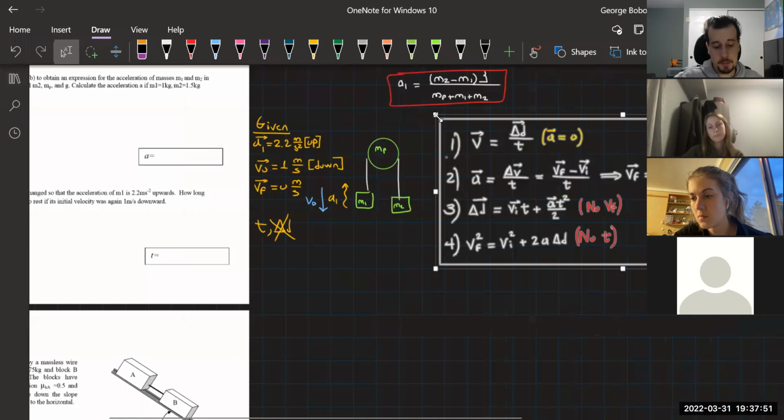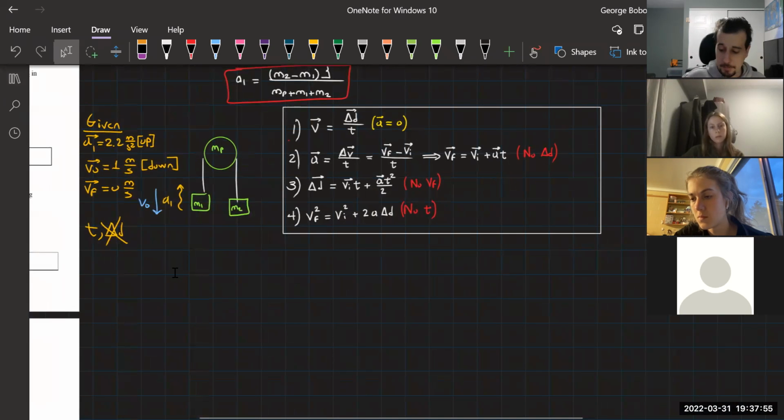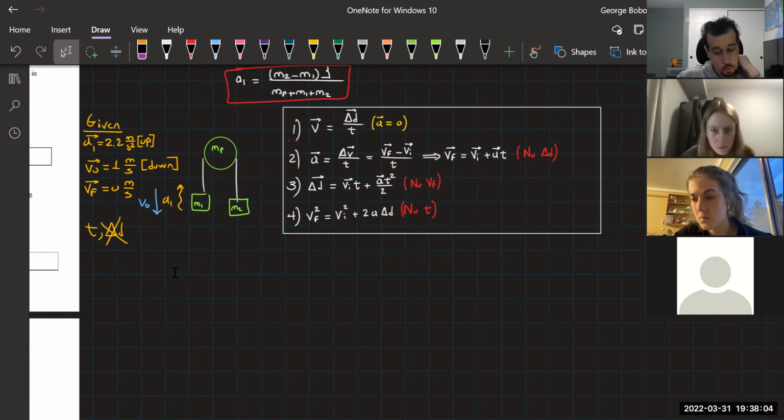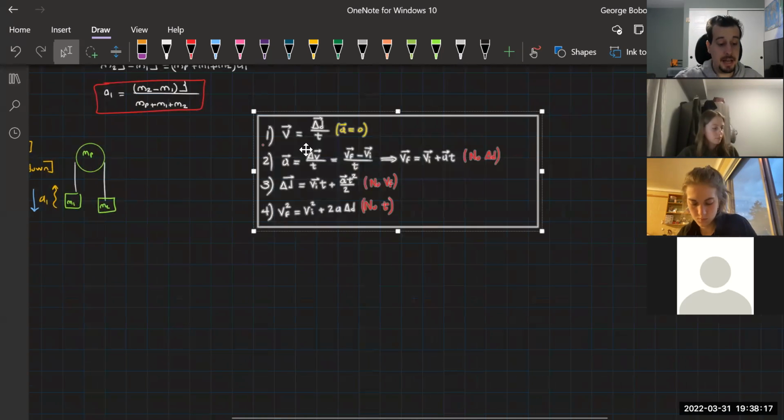All right. So which one are we picking? And why? We don't want to find displacement. We want to find time. So number 2, the second one. Yep, correct. Number 2. Not a big deal once we get this going.